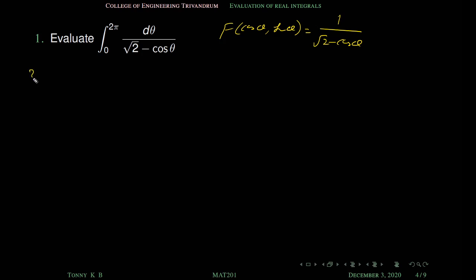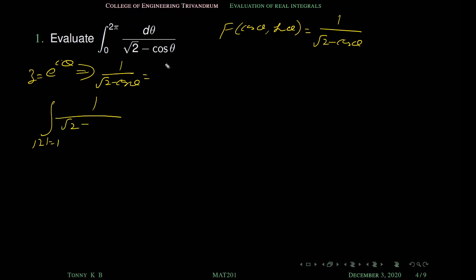The procedure is we substitute z equal to e raised to i theta. Then we know our function 1 by root 2 minus cos theta, or you can directly write the integral. The integral is over mod z equal to 1 of 1 by square root of 2 minus, we know that cos theta is 1 by 2 times z plus 1 by z. This is the value of cos theta in terms of z. And what about d theta? d theta is dz by iz.